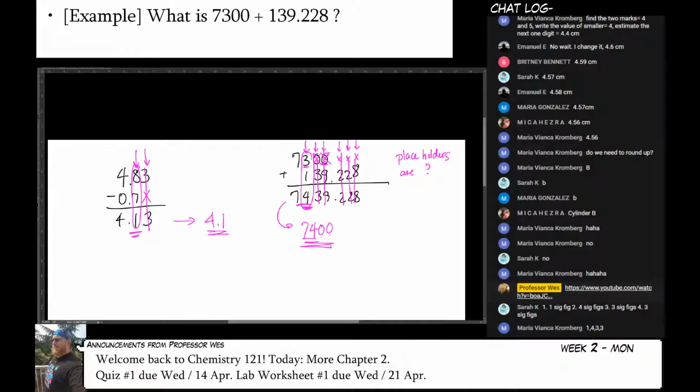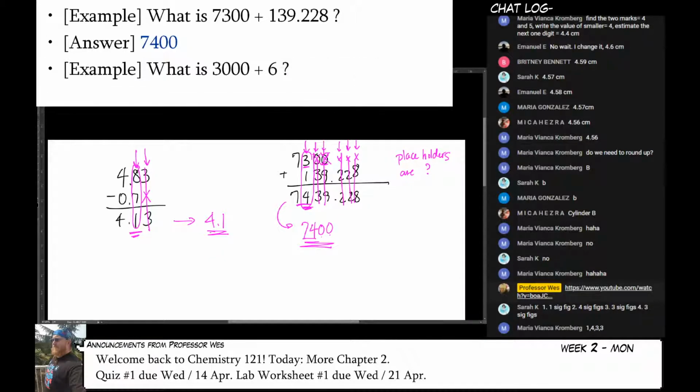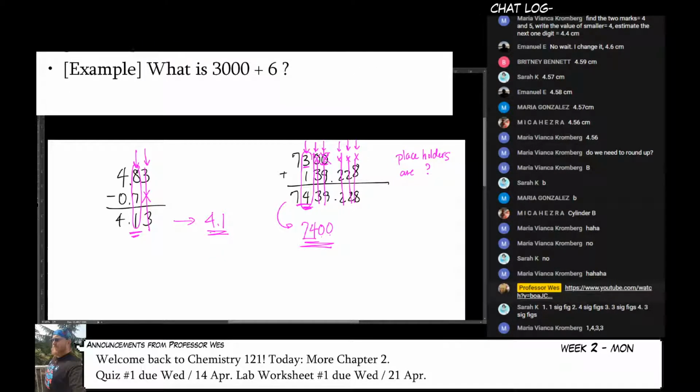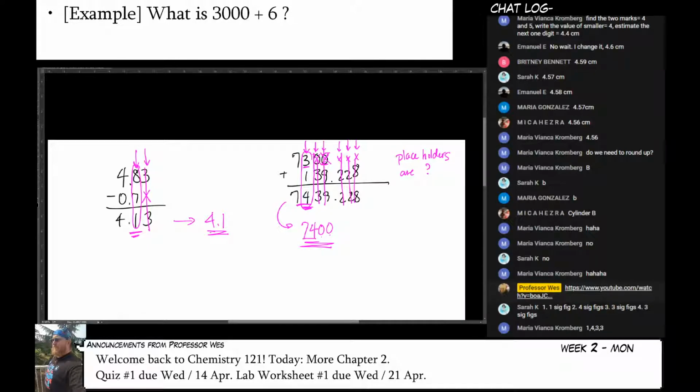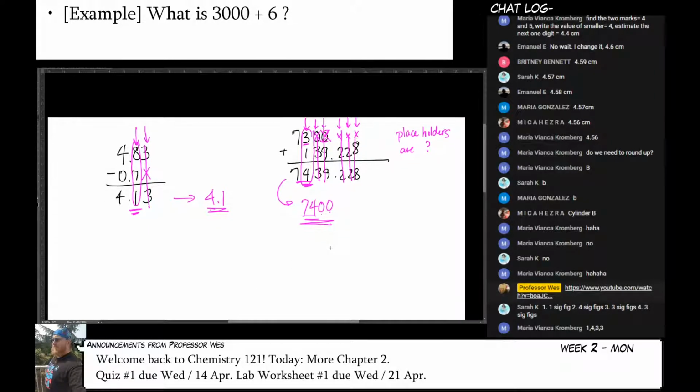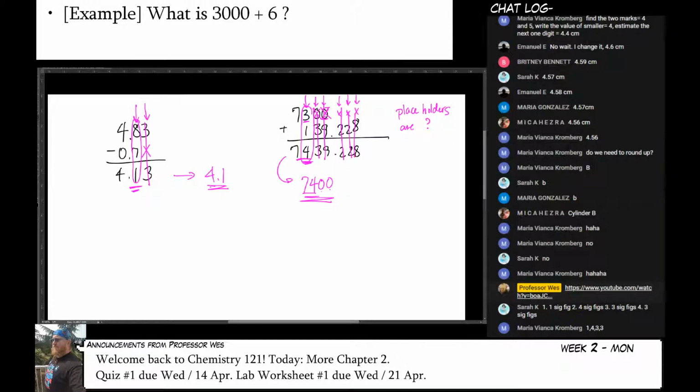All right, that's a little weird. But we are following all the same rules. Let's do another problem that's very strange here, and see what we get. So what is 3,000 plus 6? And you're probably going, it's 3,006, but we have to apply the rules for sig figs, right?